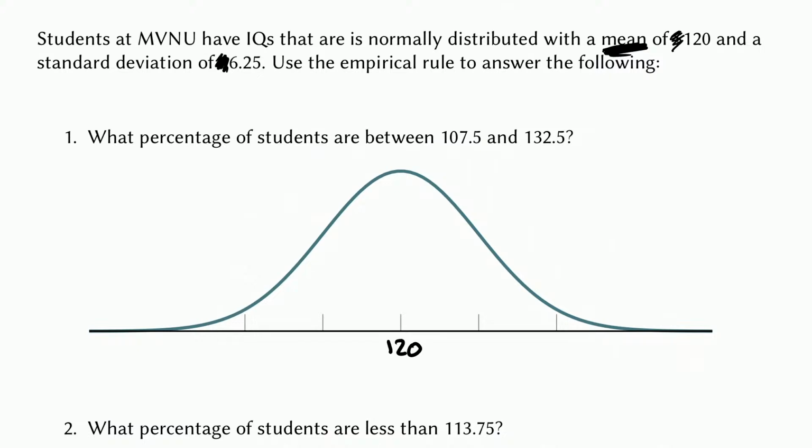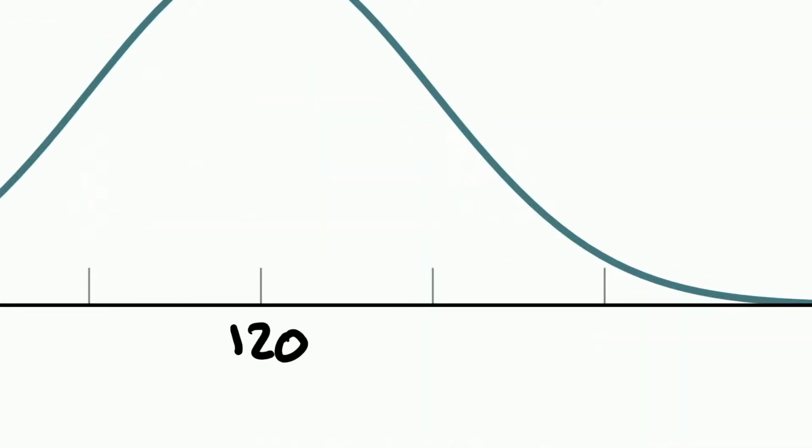Next thing to do, and this is less important in the future, but it's very important when we're doing the empirical rule, and that is to mark off the standard deviation. So the standard deviation is 6.25, and notice that I've got these little lines here. I know they're faint, but I put them there for you, to help you. So let's do this.